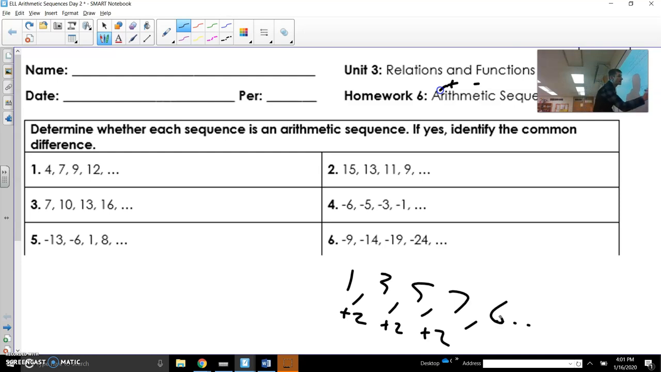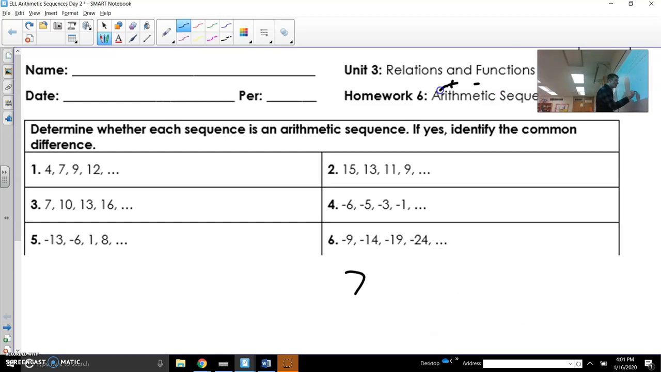Now, anytime it breaks that pattern, that means it's not arithmetic. But as long as those values do have what's called a common difference between them, that is called an arithmetic sequence. They could be decreasing. If they're subtracting by 2 or by 3, if they're subtracting the same number over and over, that's also called arithmetic. So let's look at 1 through 6. Determine whether each sequence is an arithmetic sequence. If yes, identify the common difference.